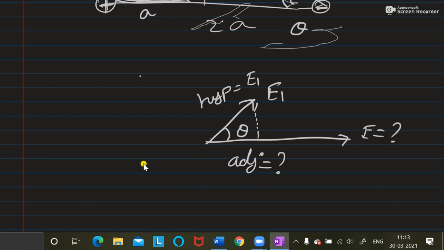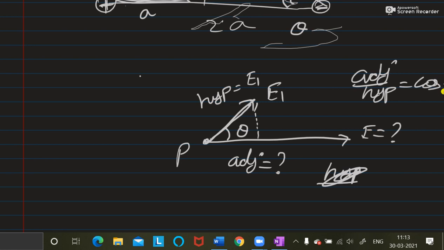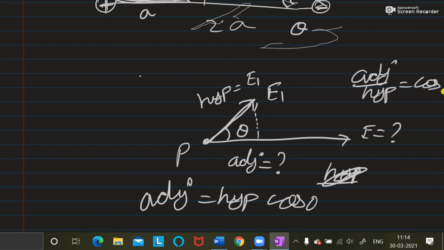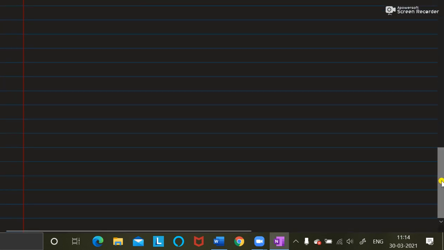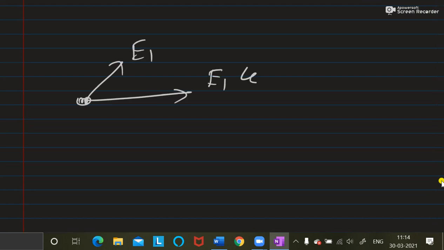I have a small triangle. Okay. This is the point P, this side is E1 cos theta, because I know adjacent by hypotenuse is equal to cos theta. So, adjacent is equal to hypotenuse times cos theta. I know hypotenuse is E1. So, instead of writing E1 this side, you can write this side as E1 cos theta. The same thing we have for E2, it is in the opposite direction. Okay. So, at the point P, because of E1, this side is going to act as E1 cos theta.